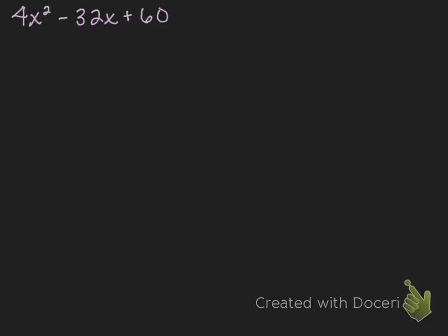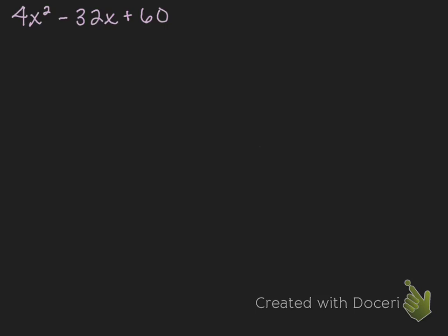All right, guys, today we're going to look at factoring. And factoring is really just taking a sum and writing it as a product, meaning multiplication. And so what we're going to really do is look at how we can divide this expression here. And so the expression we're going to look at today is 4x squared minus 32x plus 60.